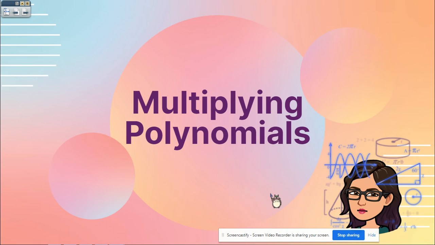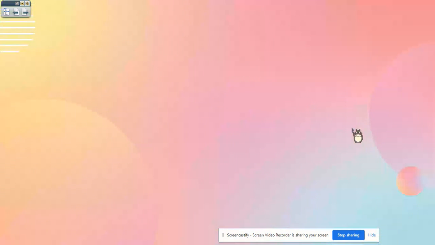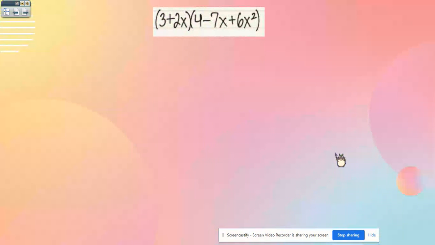Welcome to multiplying polynomials. So I'll be going over how to multiply them horizontally and also vertically. For our first example, we have a binomial right here, 3 plus 2x, and we're going to multiply it with the trinomial 4 minus 7x plus 6x squared.